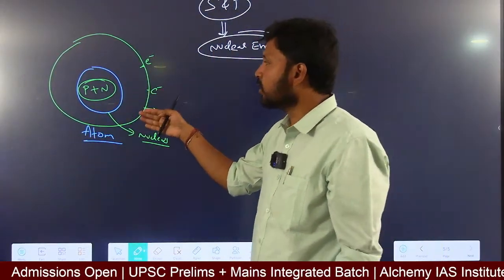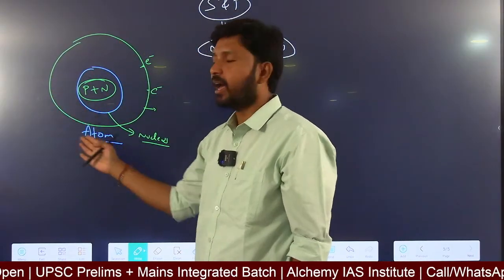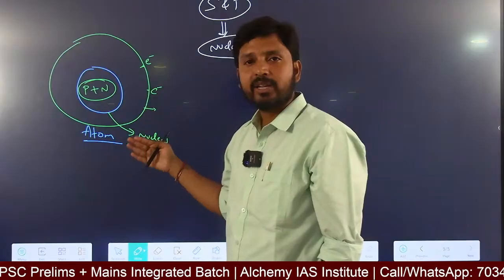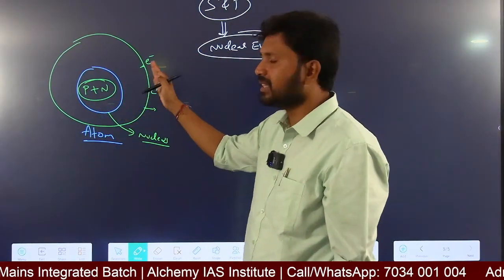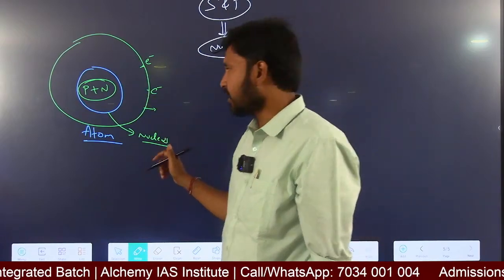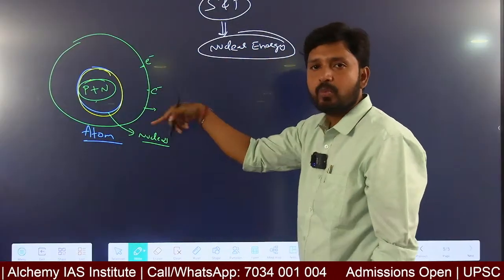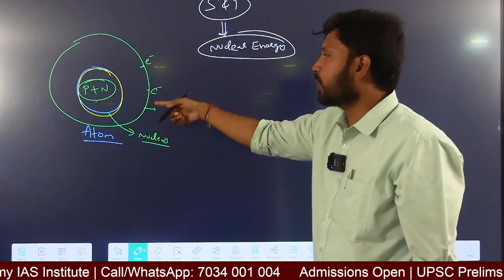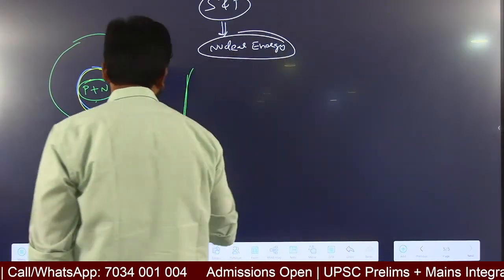So any atom consists of three major things. First, electrons, which are moving around the nucleus, and within the nucleus we have both protons and neutrons. These are the three basic things in any atom. Protons and neutrons are within the nucleus, and electrons move around the nucleus. Is it clear? Now one more basic thing we'll see.